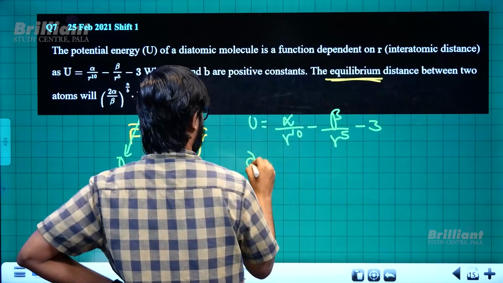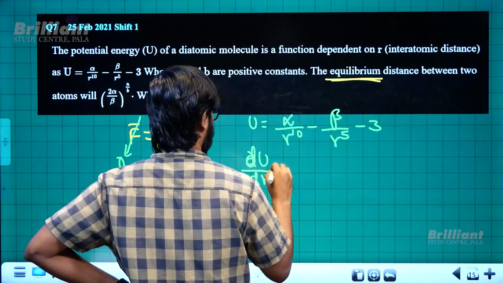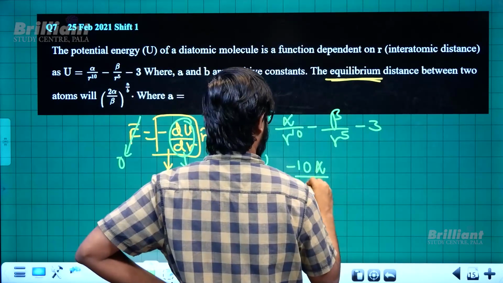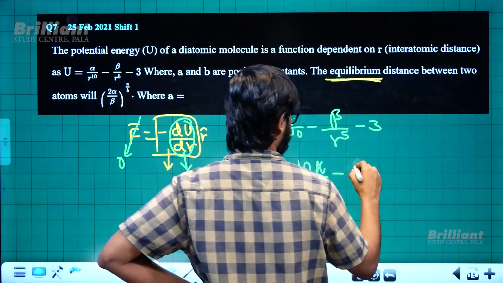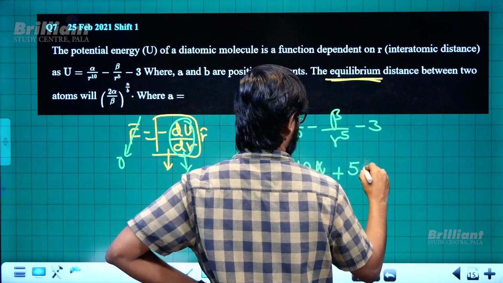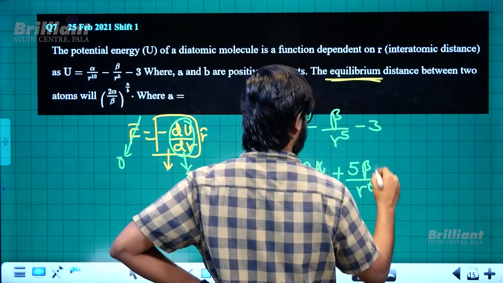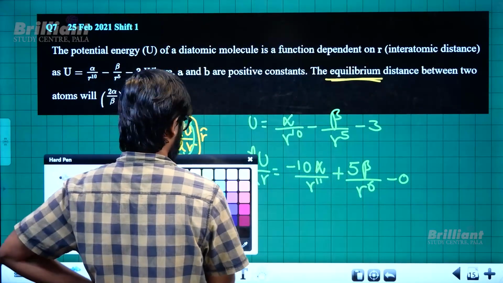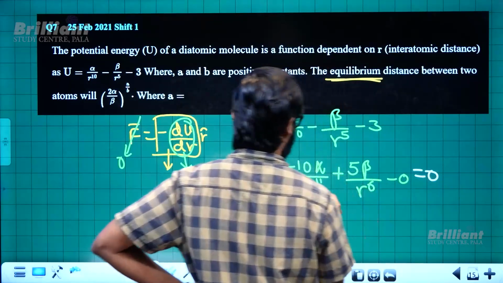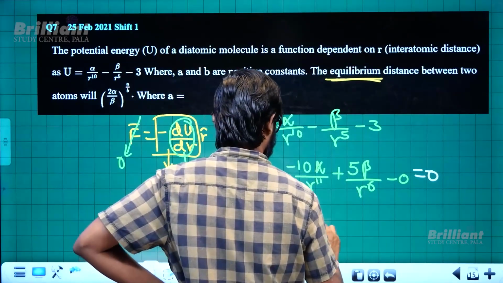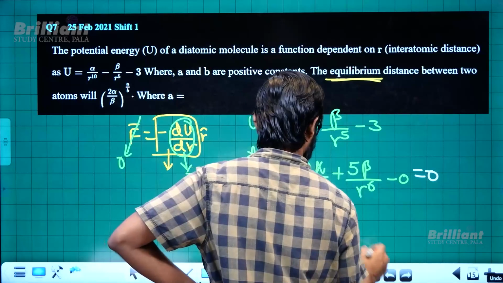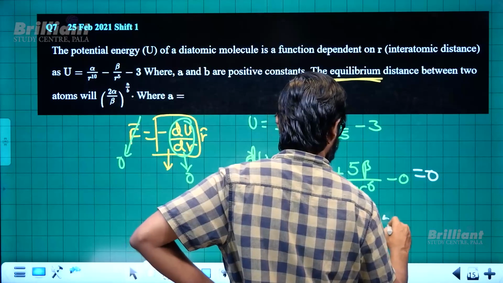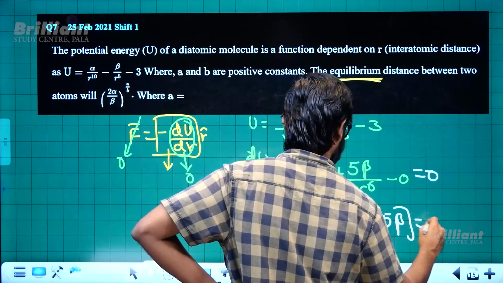So du by dr is going to be how much? Now this differentiation is minus 10 alpha by r power 11, minus, this differentiation is minus 5 beta by r power 6. This differentiation is 0, right? Now this has to be 0. When will this be 0? I can take r power 6 common, so then I will be getting minus 10 alpha by r power 5 plus 5 beta equals 0.